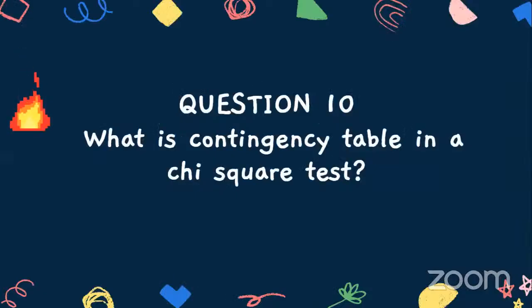Question 10. What is a contingency table in a chi-square test?